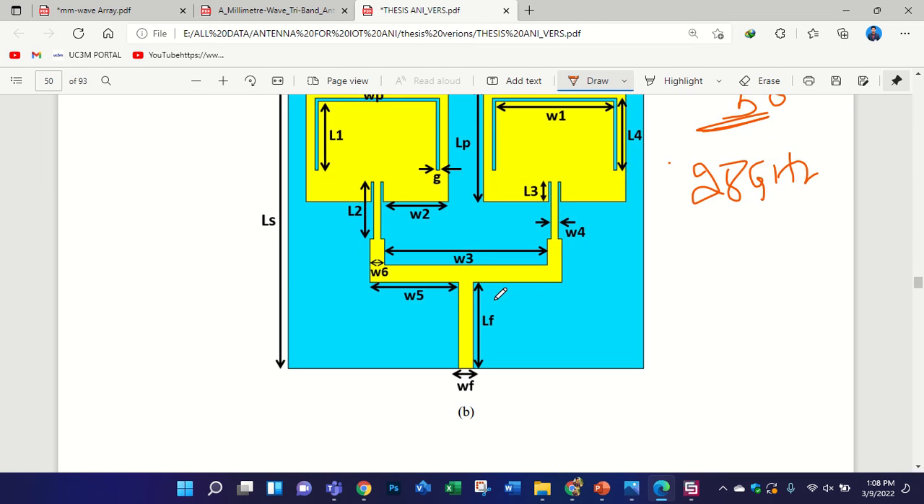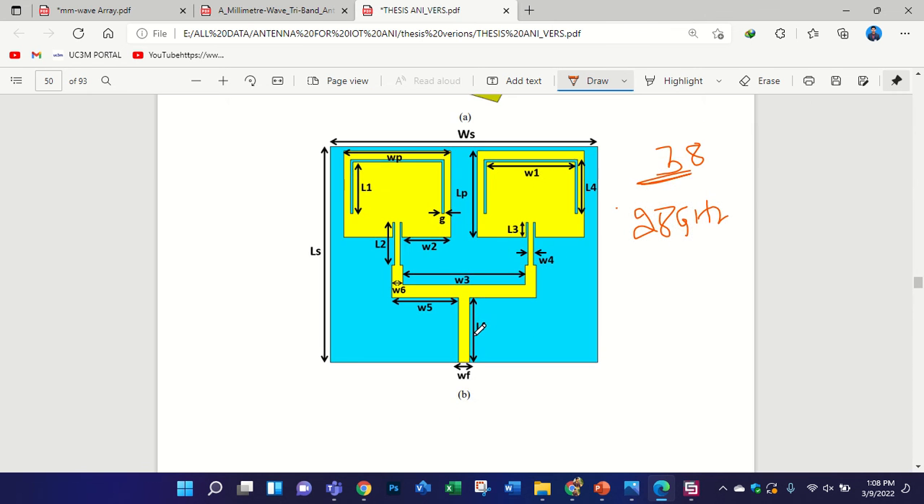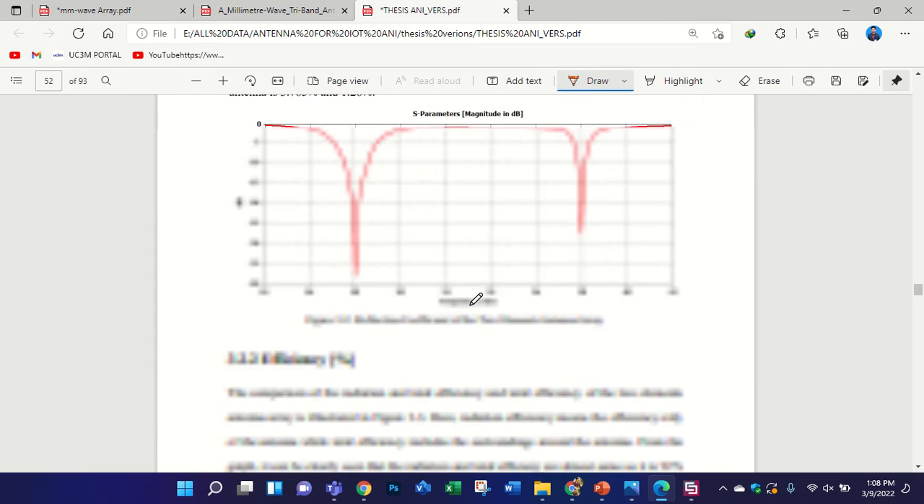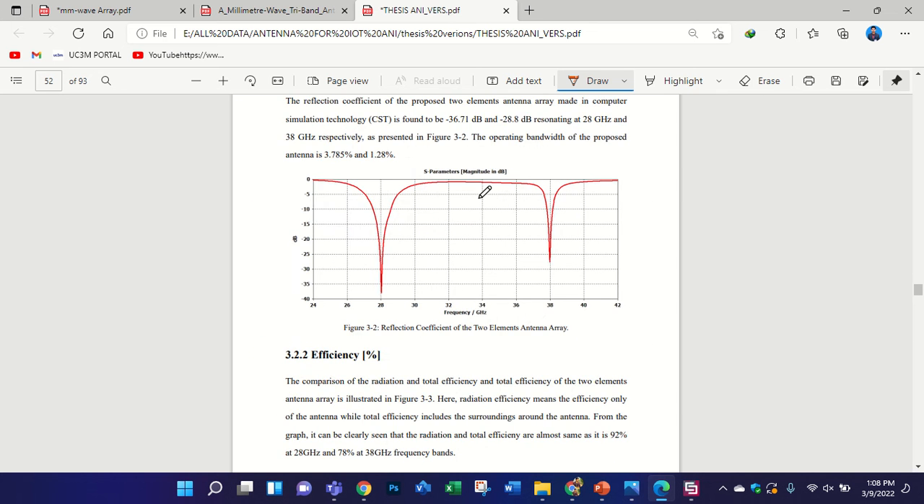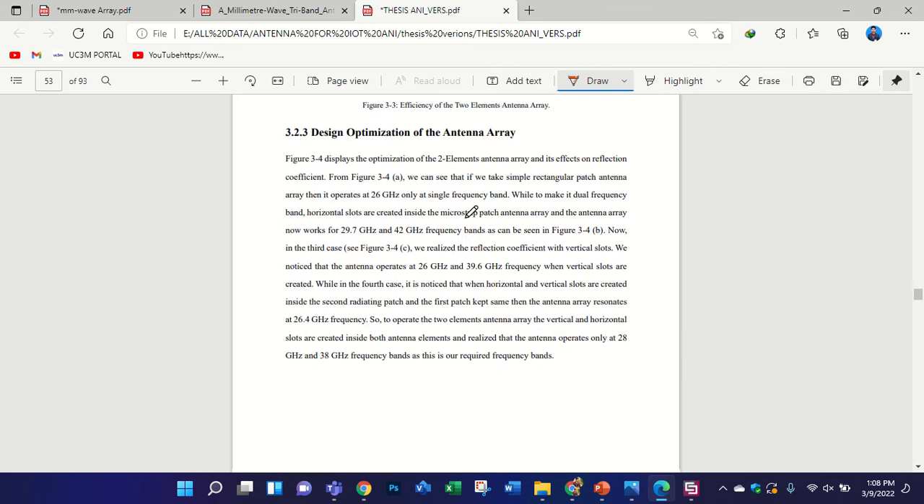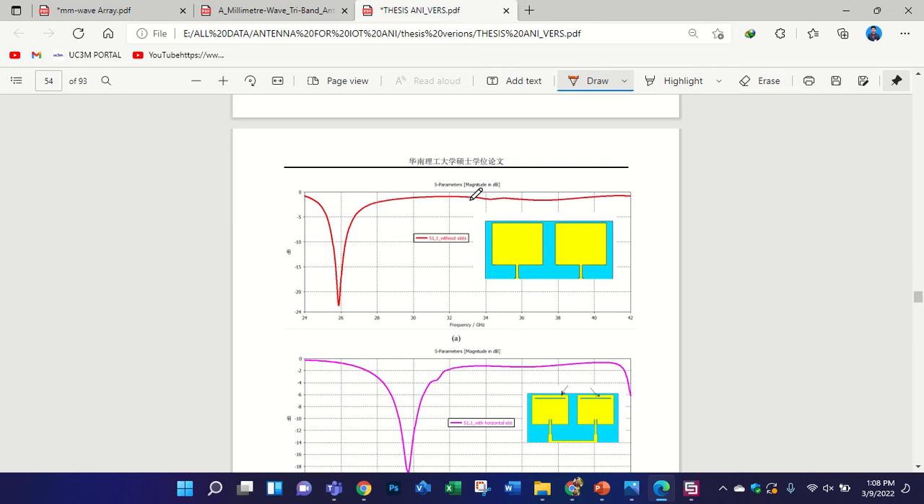You need to calculate the length and width of this one to check the line impedance and the perfect matching for your S11. I did work a lot on this thesis. This is the two element antenna, and you can see my gain is also increased. This is the design steps, you can say.